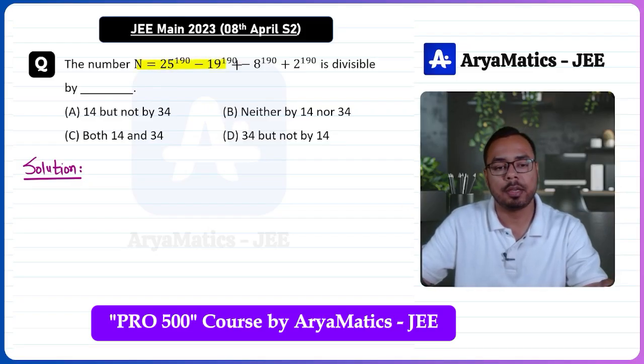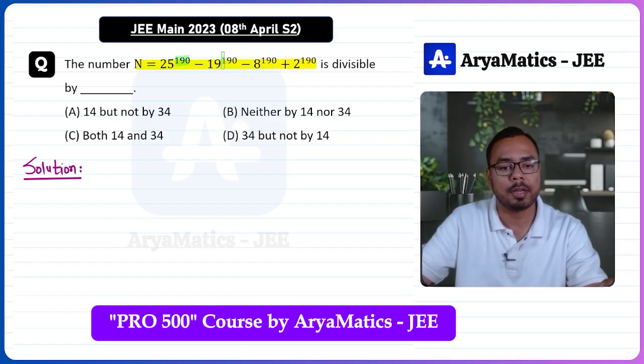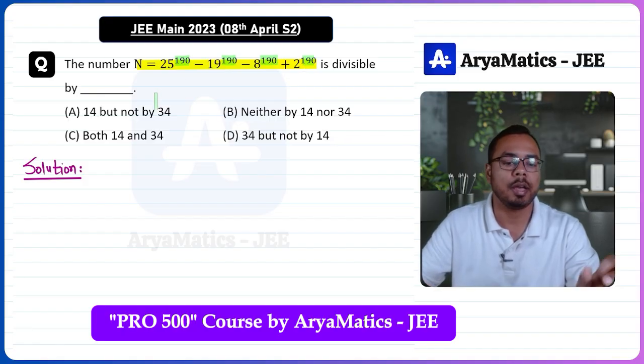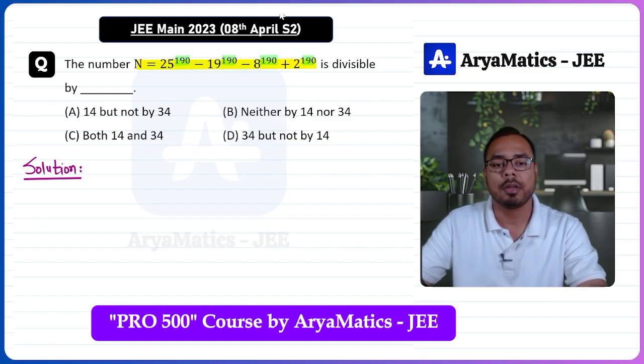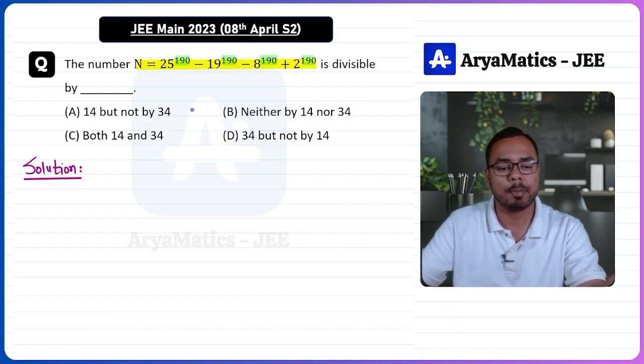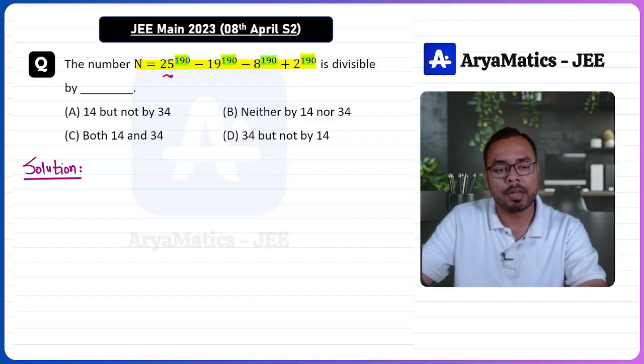We have this number n equals 25 raised to 190 minus 19 raised to 190 minus 8 raised to 190 plus 2 raised to 190, and we have to check whether it is divisible by 14 and whether it is divisible by 34. Now, before we attempt this problem, there is one important concept that we have to learn, because here you can see that for all of these numbers we have the same exponent 190, right? So whenever you have the same exponent, you can use the following concept that we are going to discuss.